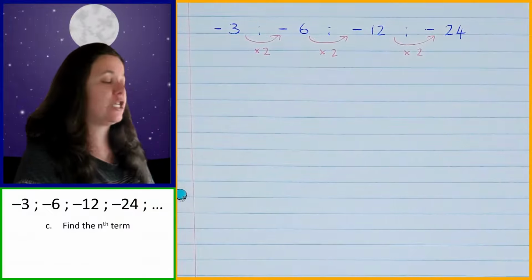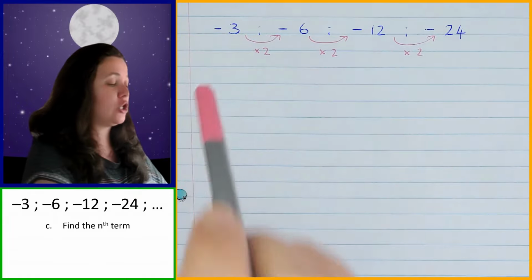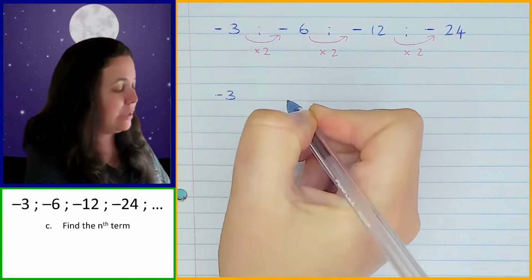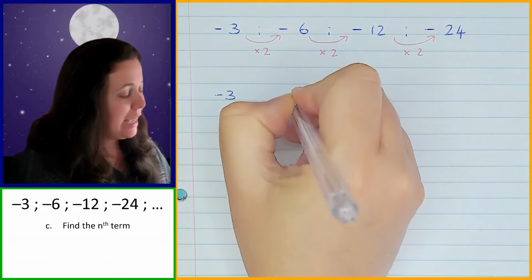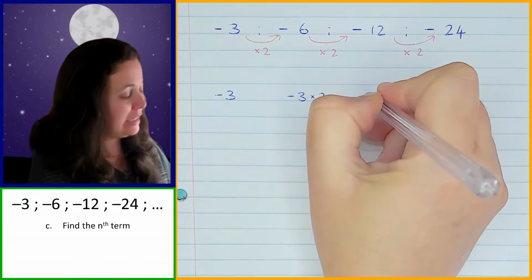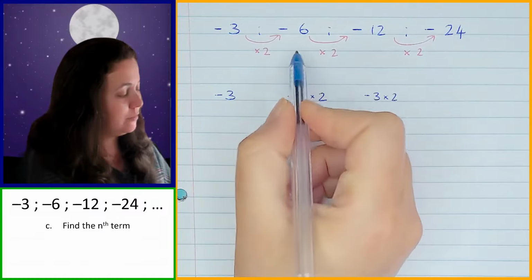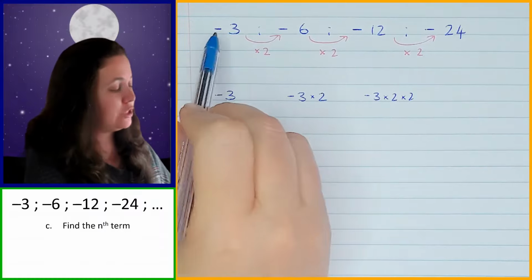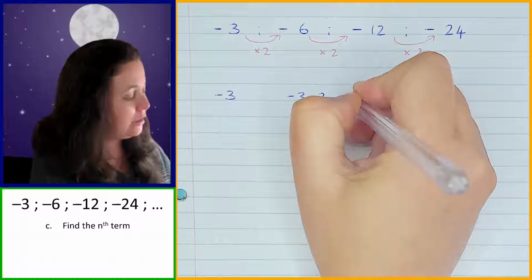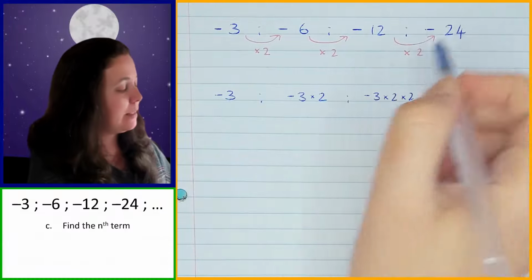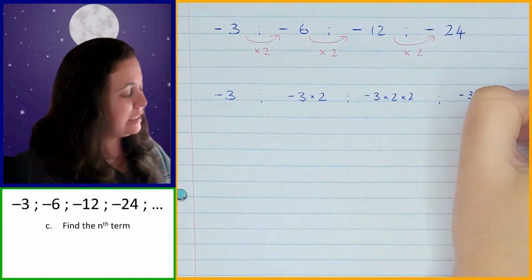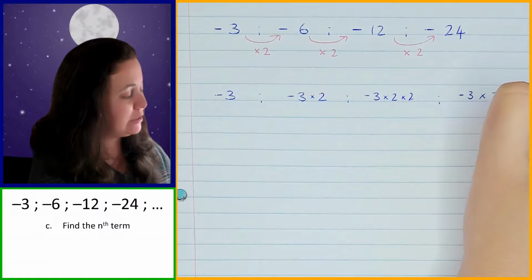Now let's have a look at what is actually happening when we are going from one term to the next, starting with the negative 3. So my first term is negative 3. Then the next term I could have written as negative 3 multiplied by 2. The next term I could have written as negative 3 multiplied by 2, and then multiplied by 2 again, because that's what I did to get from there to there. I multiplied by 2, and then to get to the negative 12, I multiplied by 2 again. And then my last term, I took the negative 3, and I multiplied by 2 to get negative 6, and I multiplied by 2 to get negative 12, and I multiplied by 2 a third time to get negative 24.